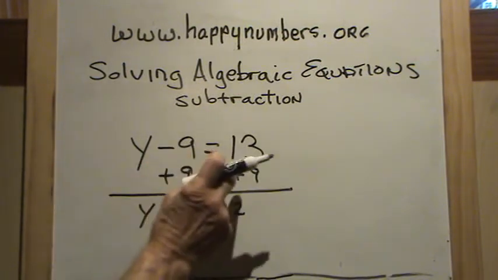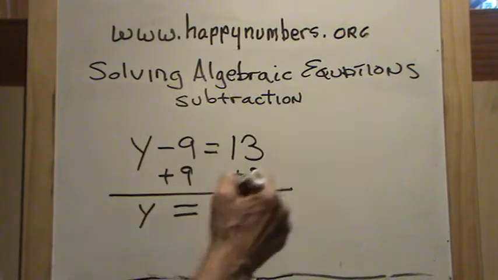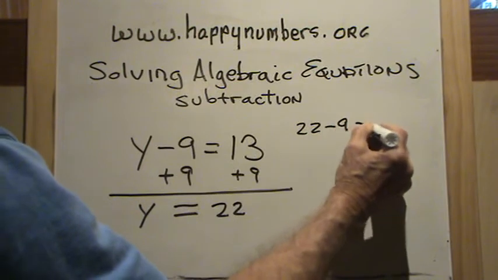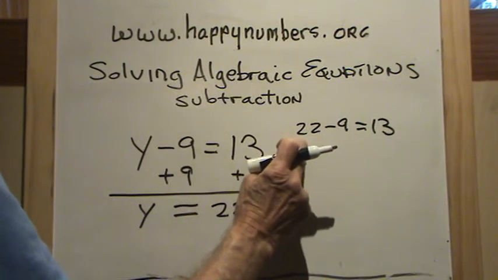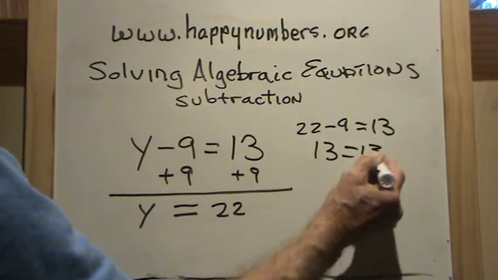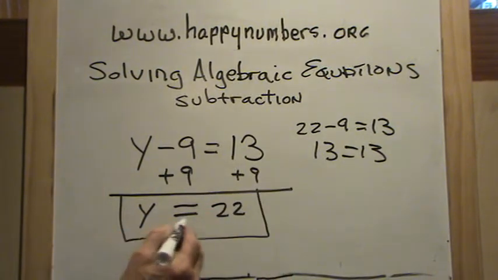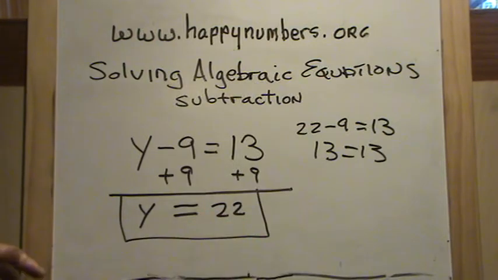And let's go back into our initial equation and substitute. Y, which we're saying is 22, minus 9 is equal to 13. Well, if I take 9 away from 22, I do get 13. So 13 equals 13. So our solution that y, the unknown y, is equal to 22, is correct.